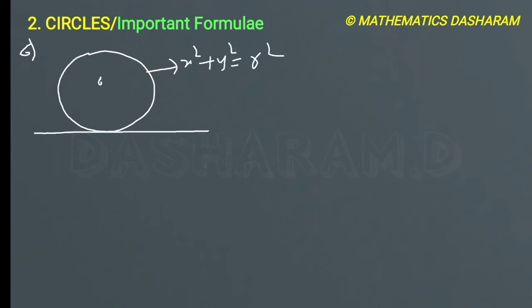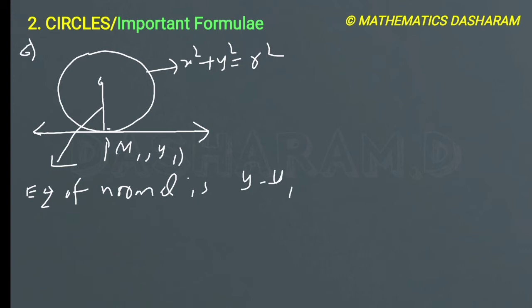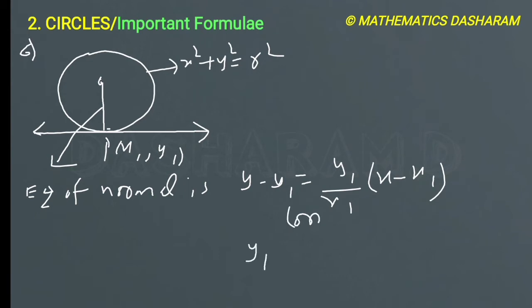Next, the sixth formula. Let's take a circle, and here is the center. If the circle has its center at the origin, then its equation is x square plus y square equals r square. Here is a tangent with point of contact P(x1, y1). In this case the equation of the normal is y minus y1 equals y1 divided by x1 into bracket of x minus x1. One more formula: y1x minus x1y equals 0.